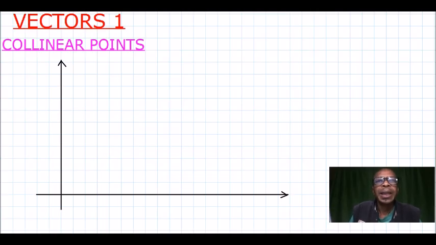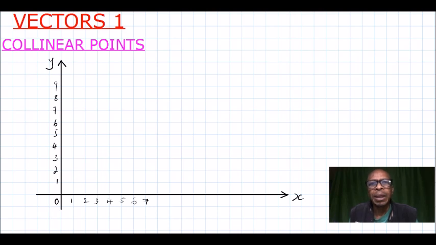This is our y-axis, and this is our x-axis. Now we label our Cartesian plane. So we have 1, 2, 3, 4, 5, 6, 7, 8, 9. We have 1, 2, 3, 4, 5, 6, 7, 8, 9, 10, 11.